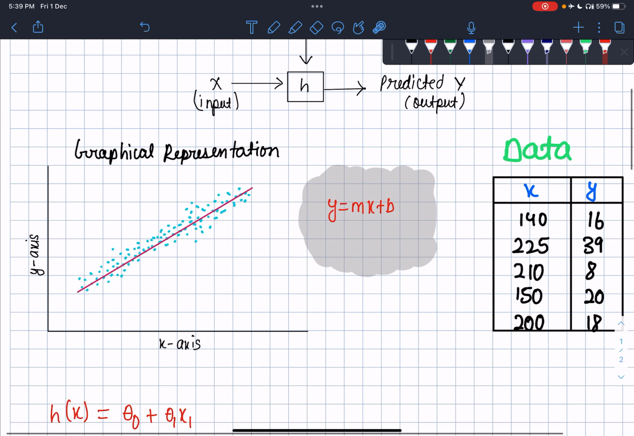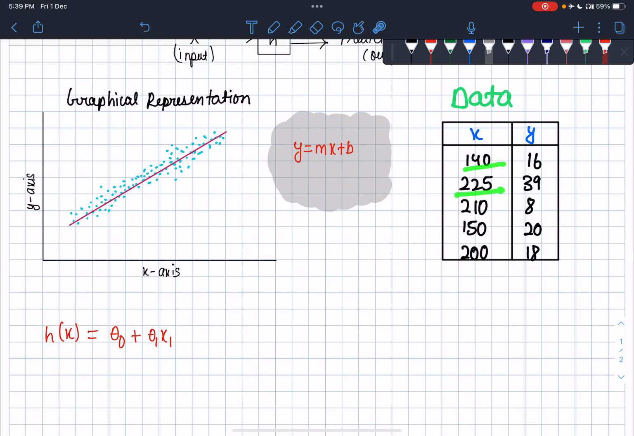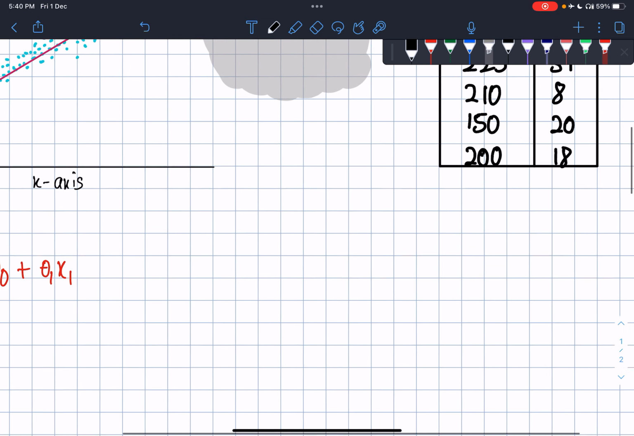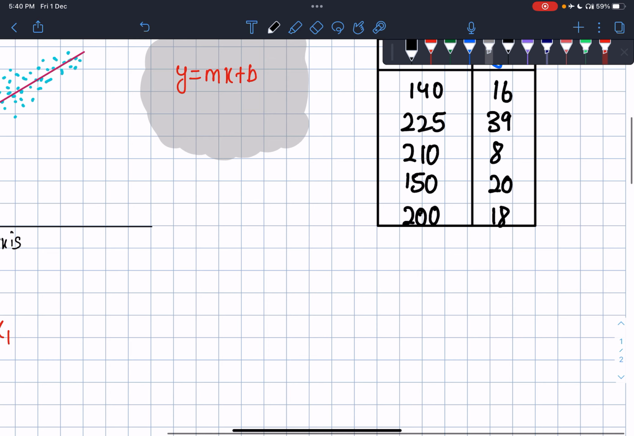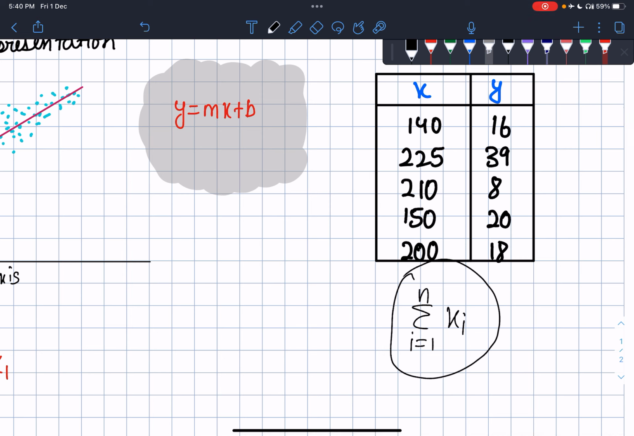So we'll start with the basics. These are the data: 140, 200, 25, 210, 150, 200. These are all our data, and it is in an enormous amount. If we have to get all the data, we can use the summation of xi, starting from 0 or 1 to n. This is the representation of the data, if we have to represent all the data as a series.